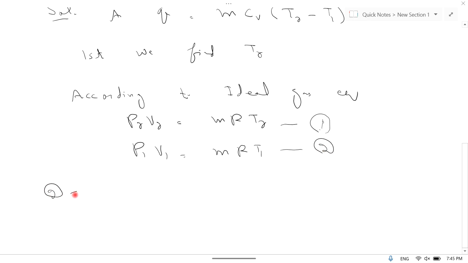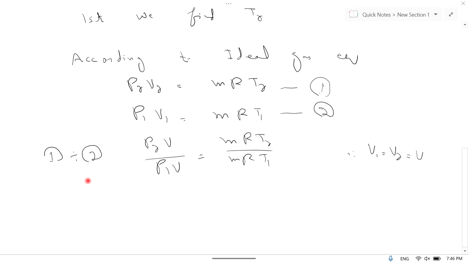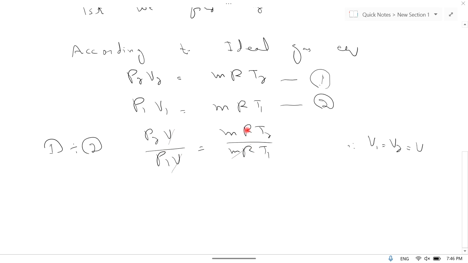So divide equation first by second. P2 V2, where V2 is basically V because V1 is equal to V2, divided by P1 V, is equal to mRT2 divided by mRT1. So you can write V1 is equal to V2 is equal to V. V will be cancelled with V, mR will be cancelled with mR. Rearranging for T2, T2 is equal to T1 multiplied by P2 divided by P1.